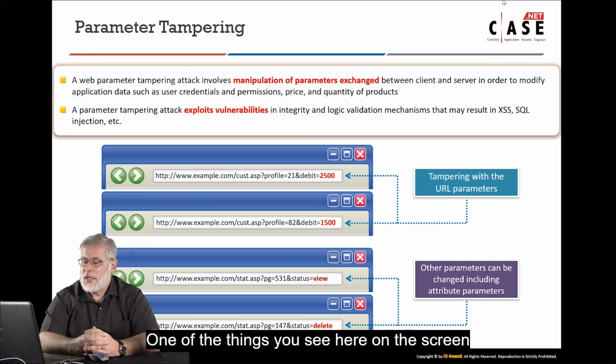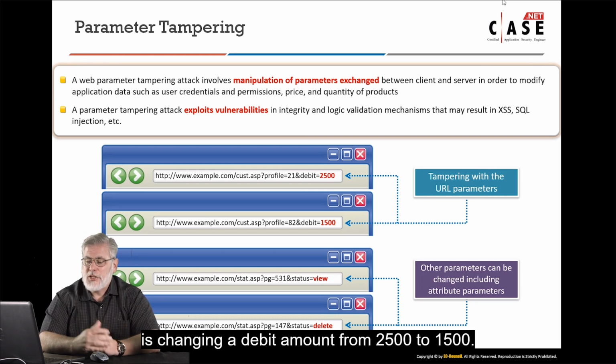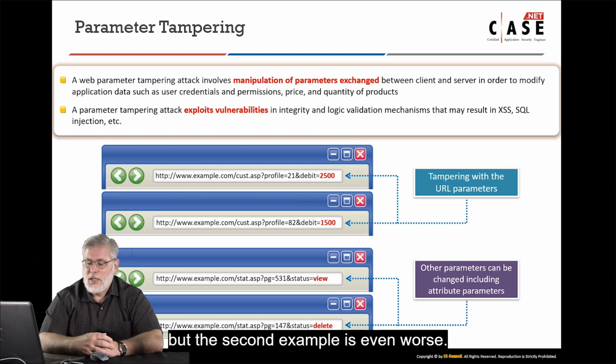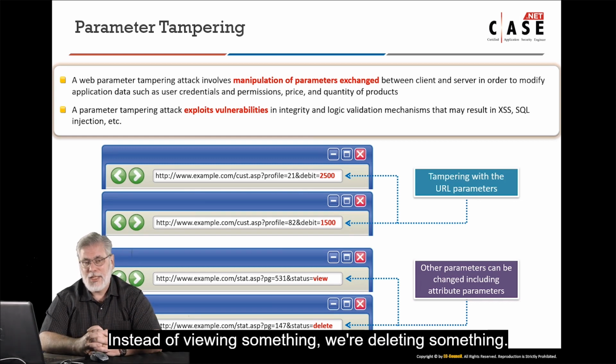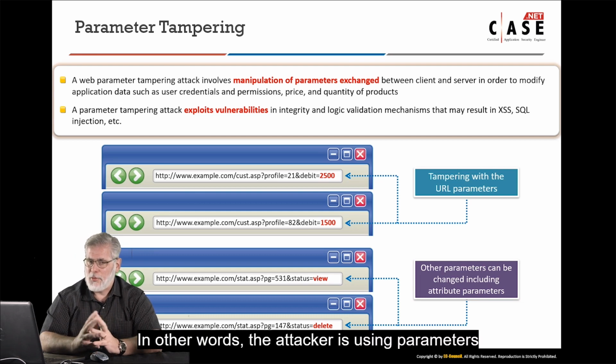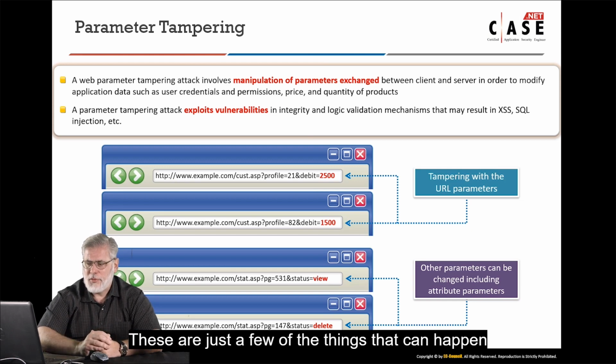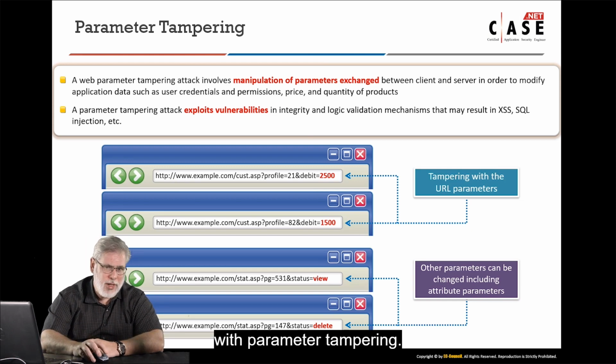One of the things you see here on the screen is changing a debit amount from $2,500 to $1,500. Well, that's devastating in and of itself. But the second example is even worse. Instead of viewing something, we're deleting something. In other words, the attacker is using parameters to delete content from your web application. These are just a few of the things that can happen with parameter tampering.